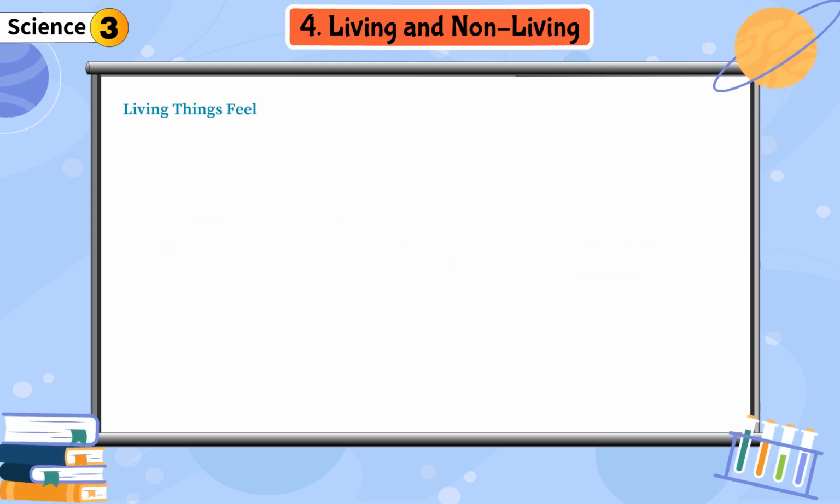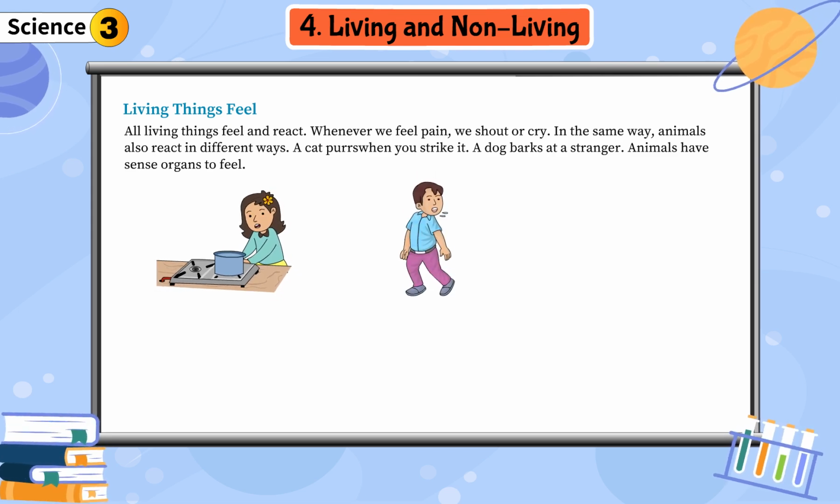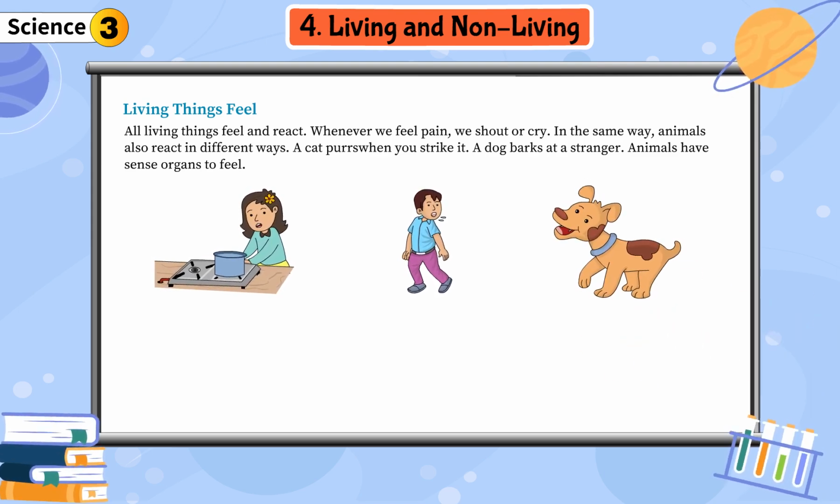Living things feel. All living things feel and react. Whenever we feel pain, we shout or cry. In the same way, animals also react in different ways. A cat purrs when you stroke it. A dog barks at a stranger. Animals have sense organs to feel.